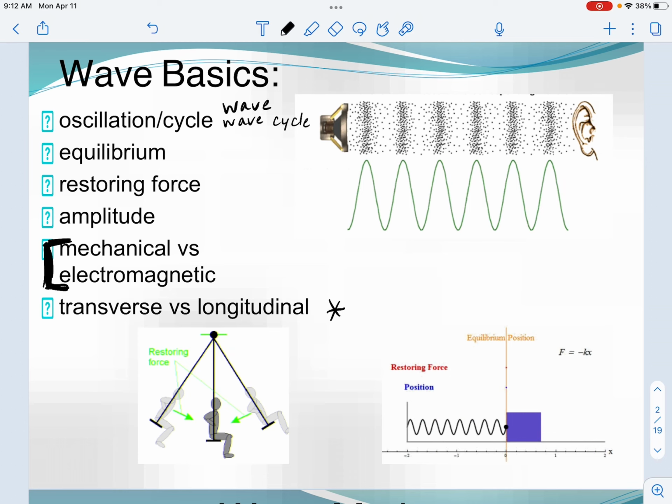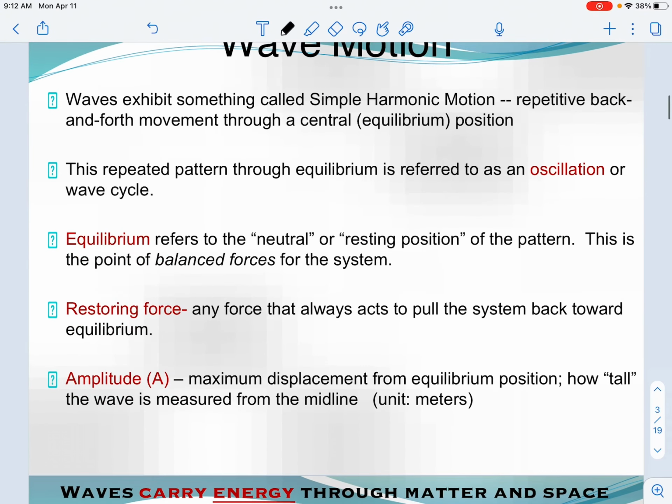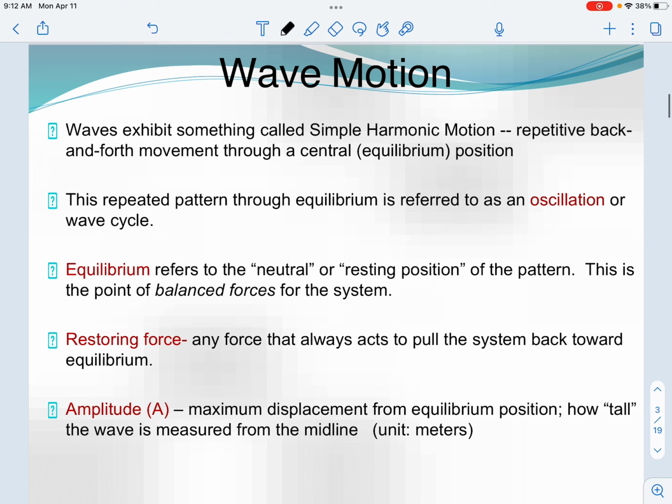And then transverse and longitudinal, these are wave shapes, and you're going to be responsible for knowing how to identify what shape it is just by a drawing, and you're going to need to be able to identify the different parts of the wave on an illustration. So first we're going to talk about some basic vocabulary.